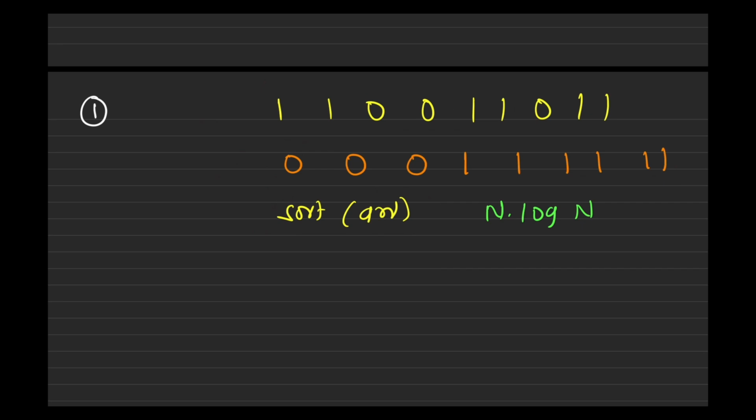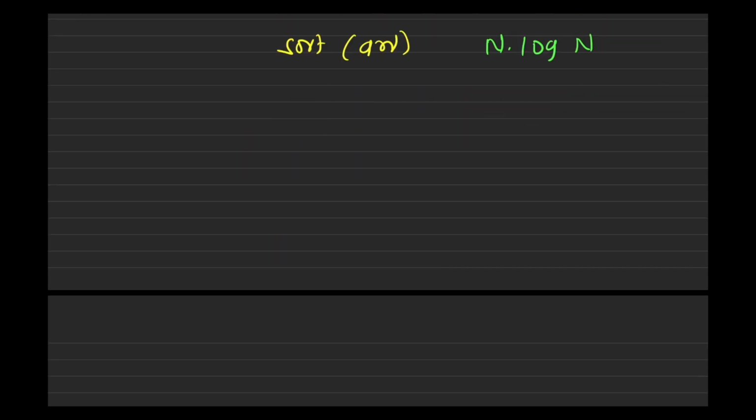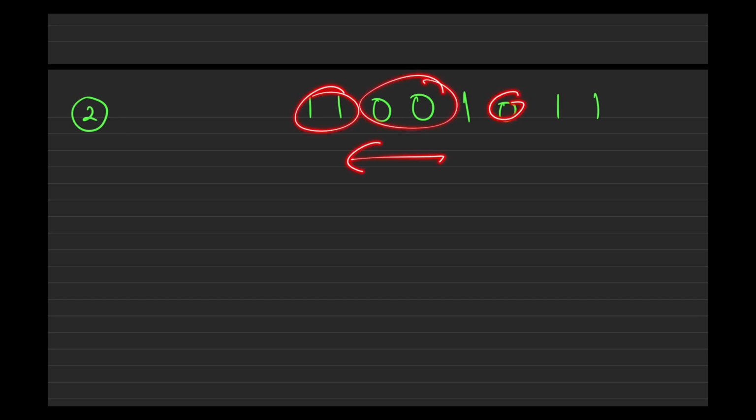Now let's see how we can optimize this problem. What will be the second method to solve it? Again, assume that we are given the array 1, 1, 0, 0, 1, 0, 1, 1, and we need to bring all the zeros to the left side and all the ones to the right side. Let's try to optimize this carefully. I will maintain two pointers: here I will maintain start, and here I will maintain end.